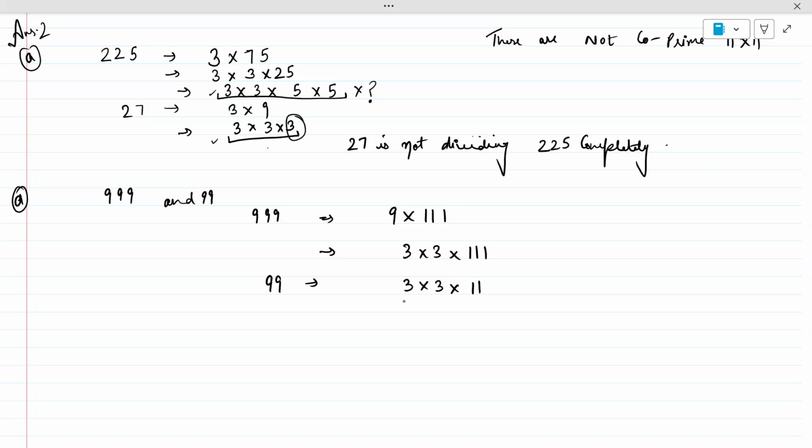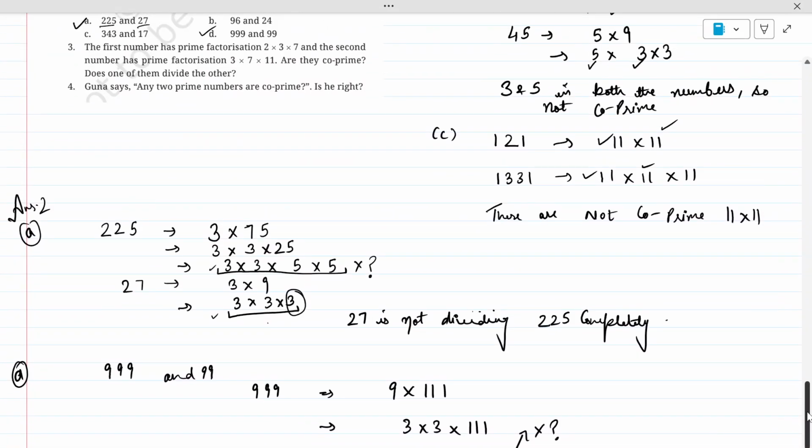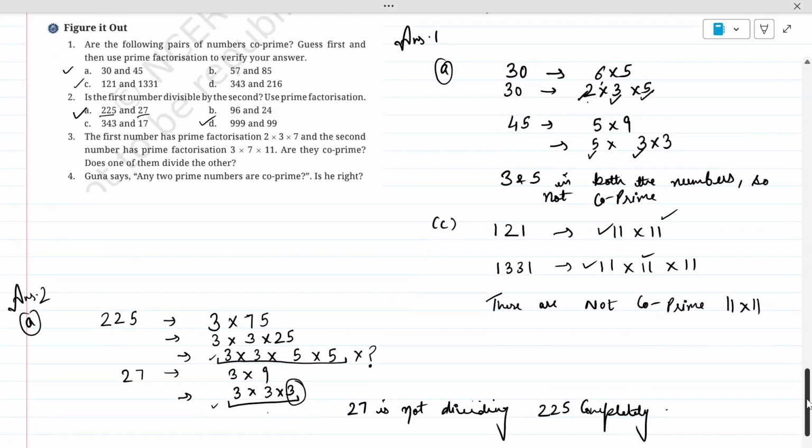So here also we have 3 and 3 common in both, but 11 is missing here. Since 11 is missing here, that means 99 is not dividing 999 completely. Okay. Next. What we have to do is find the factors and then see if it is present fully. So let me take B also, kids.